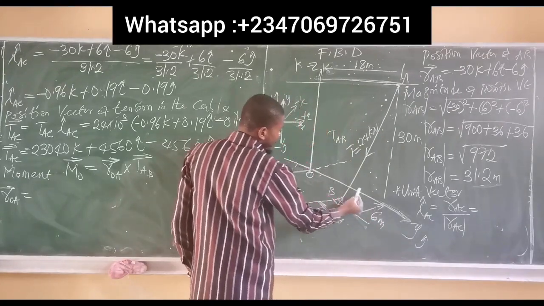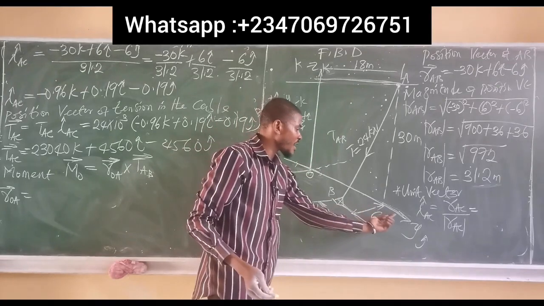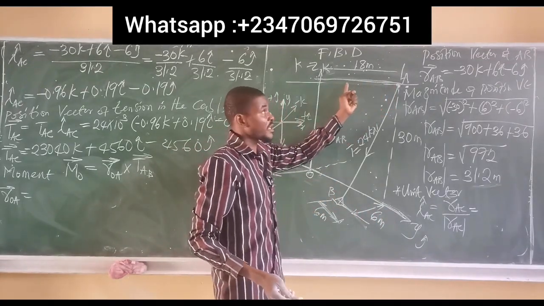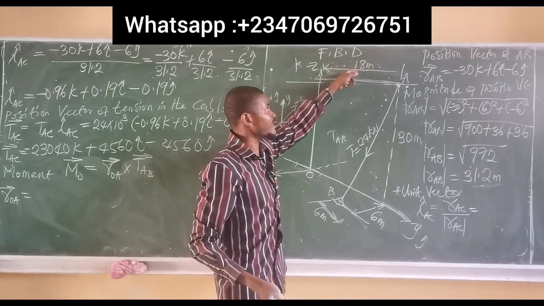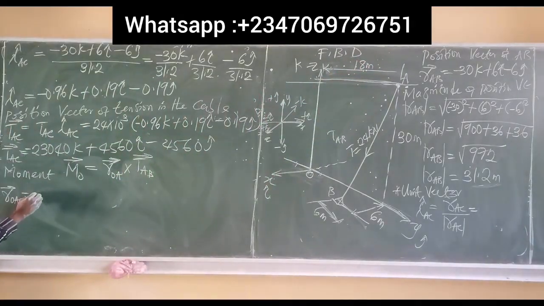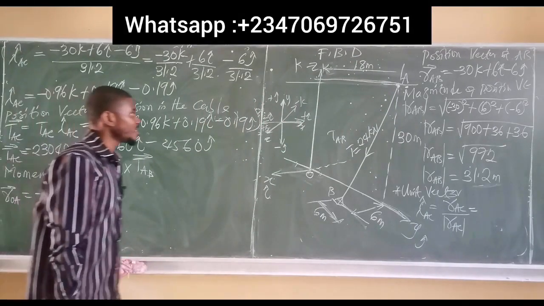Now I am moving backwards, which means I am going against the direction of the j axis, and since I'm going against that direction, it becomes negative. The distance covered in this case is 18 meters as indicated here, so we have minus 18j.